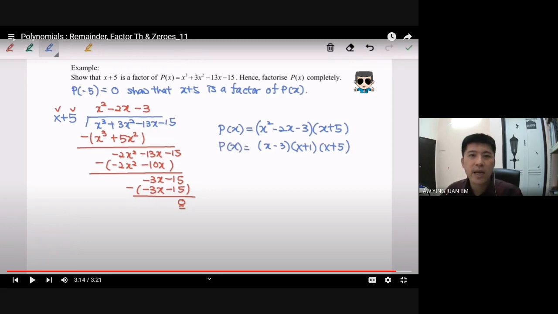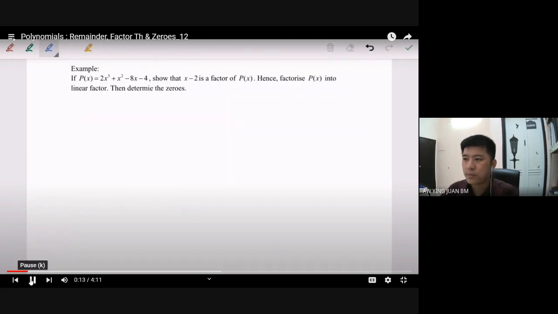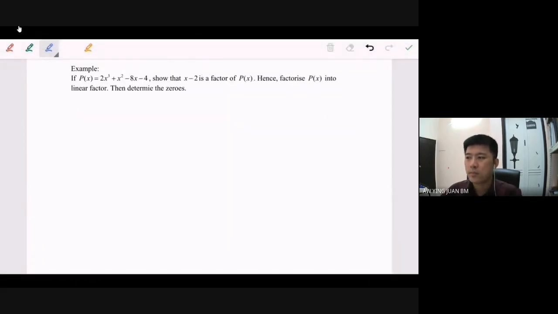So teruskan dengan example 12. If the polynomial px is given that, show that x minus 2 is a factor. Part 1. Hence, factorize the polynomial into a linear factor. Part 2. Then, determine the zero. Part 3. So first part, I'm going to substitute the value p2. With the help of calculator, so I have the value 0. So meaning that x minus 2 is a factor of px.